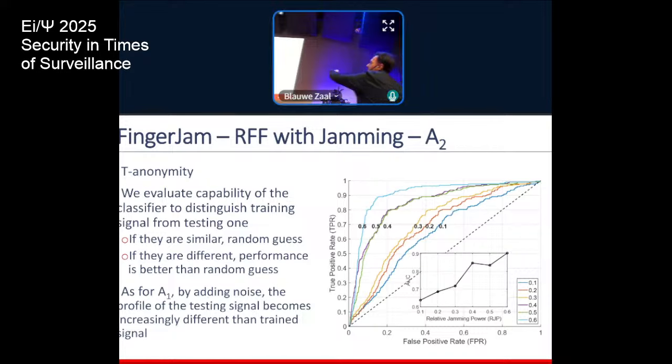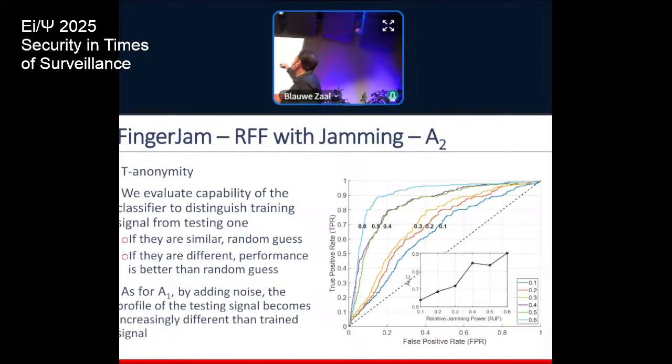The more the curves or the samples go toward the upper part of the graph, the more the two profiles are distinguishable. And so the adversary can tell apart that particular transmitter from another one, or can identify the two devices.